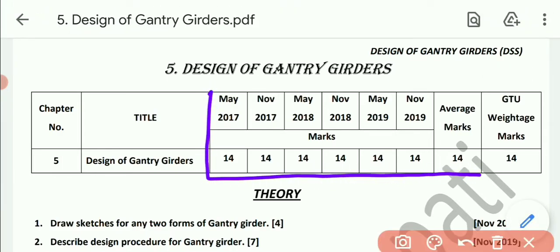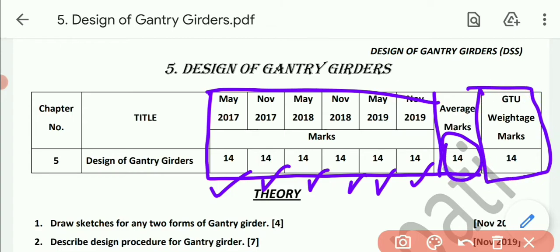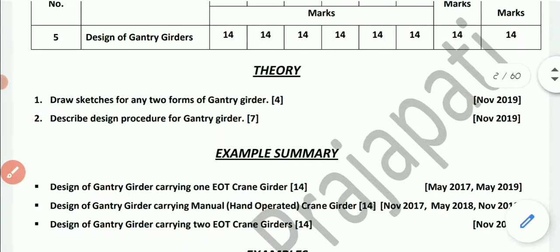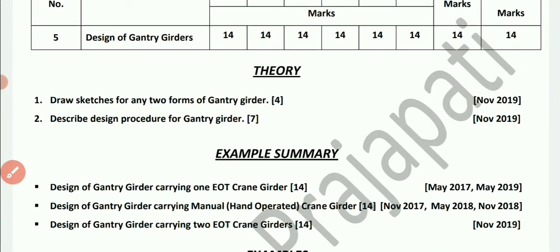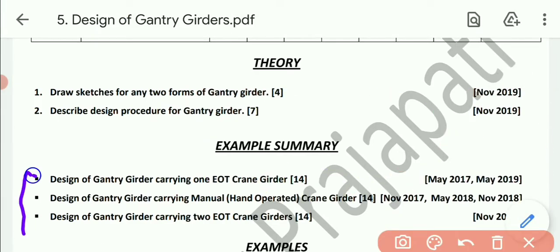in the previous examinations. In each and every exam it has been asked for 14 marks, so on average the weightage is 14 marks, as well as the GTU weightage criteria is also 14 marks. So this one is the theoretical criteria of the chapter, and these are the example summary. We can see design of gantry girder.